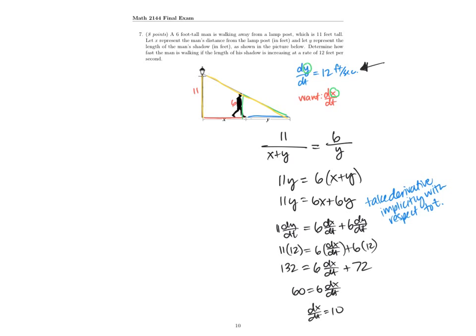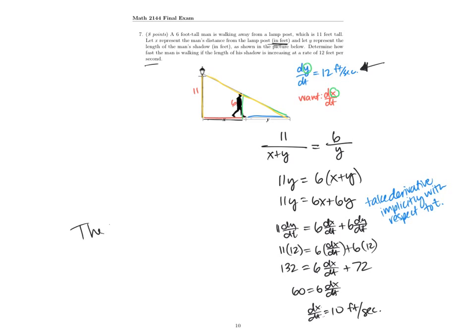And then the units for that: x is measured in feet. So x is his distance from the lamppost in feet. So the units of this are going to be feet per, and then what are the units of t? t is measured in seconds because I know dy/dt is in feet per second. So this is also in feet per second. And so that's the man's speed. That's the change in x over time.